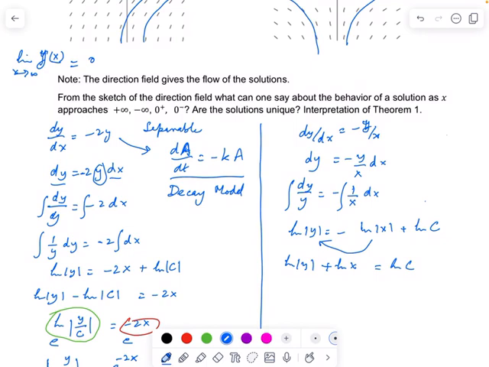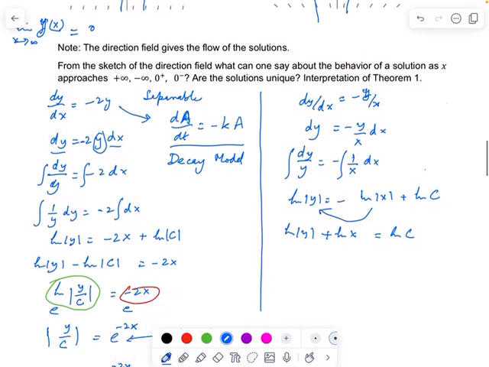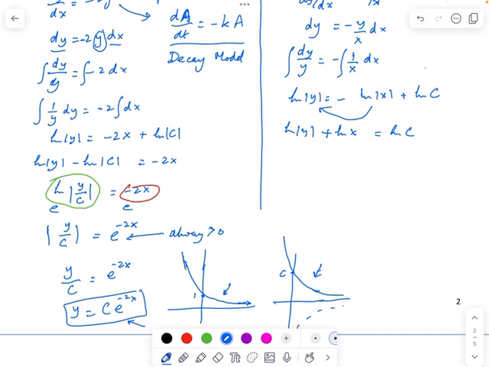Again, we will use some properties of logarithms, which, if you are shaky about them, please review. So this left hand side gives me ln of the absolute value of x times y, which is equal to ln of c. Okay, let's put an absolute value here. So now the ln go away. This is again a property of logarithms. So I end up getting x times y is equal to c.